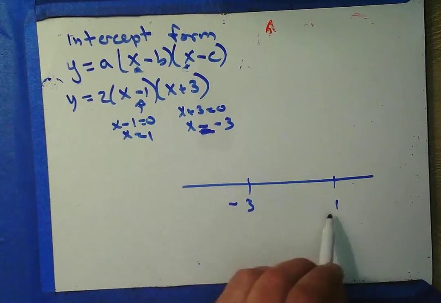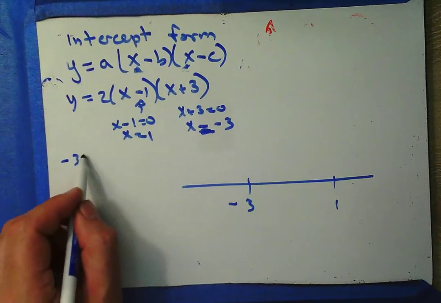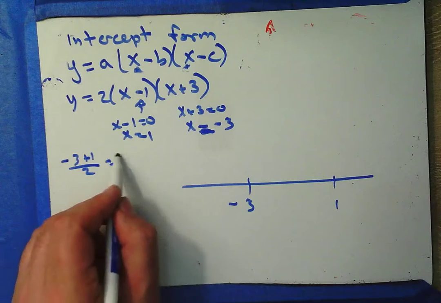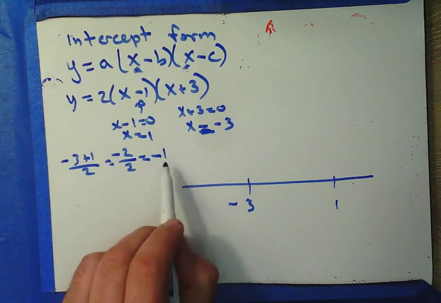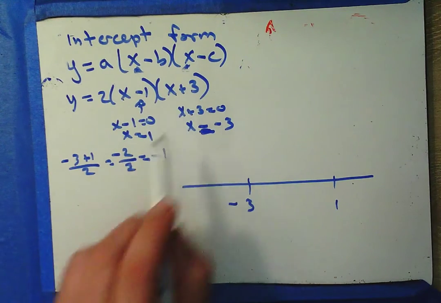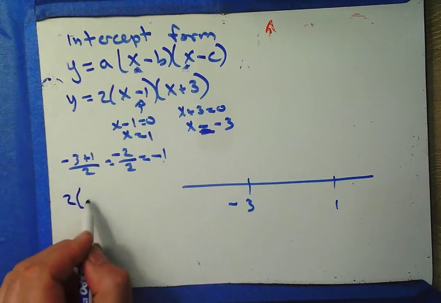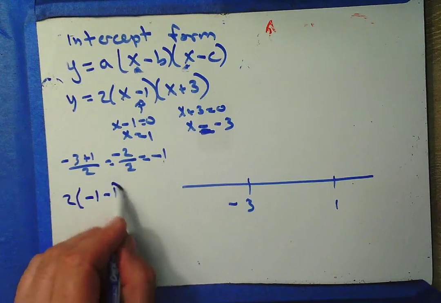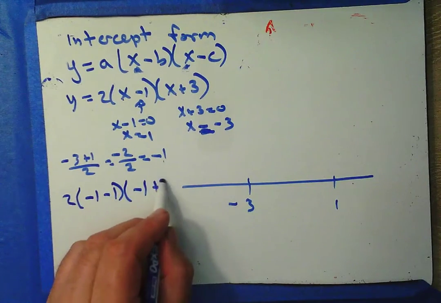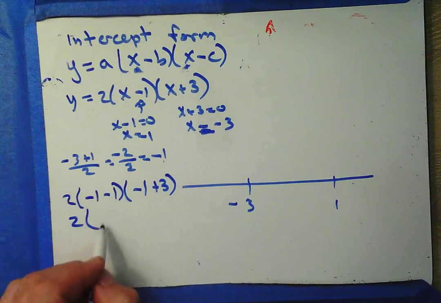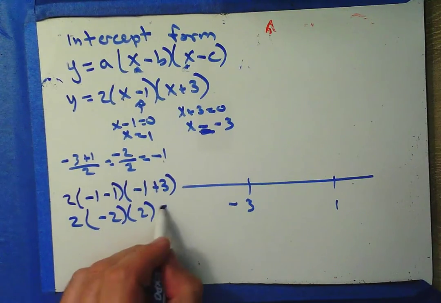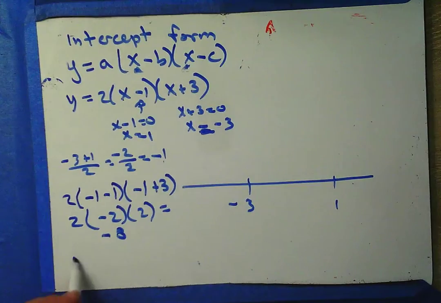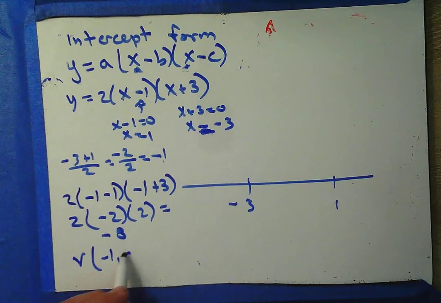Now, what's halfway in between those? Negative 3 plus 1 divided by 2 is negative 2 over 2, which is negative 1. I'm going to take negative 1 and plug it in for these x's. So 2 times (negative 1 minus 1) times (negative 1 plus 3). It's going to be 2 times negative 2 times positive 2, which is negative 8. So I know the vertex is at (negative 1, negative 8). And that wasn't so bad.